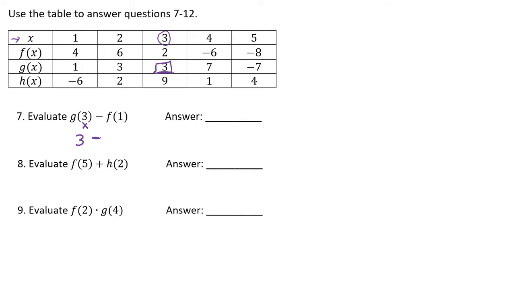Now we're going to do the same thing. Now we're going to do this one. The x is 1. We want to know what the y value is for y. So if x is 1, we get a 4. And so 3 take away 4 is -1.